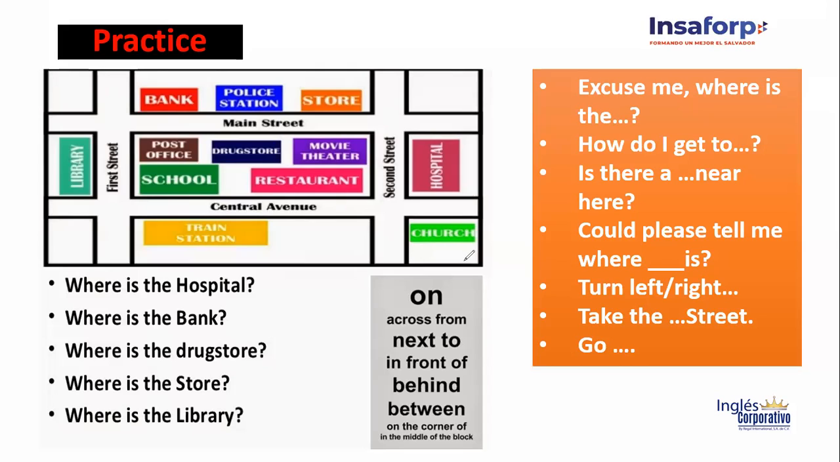You can say, take Central Avenue, okay? Walk, or you can say walk one block, or you can say turn. If you are on Second Street, you have to turn to your right. Turn right. Put the ways in your cell phone. Ah, that's easier. Okay. So you can practice.